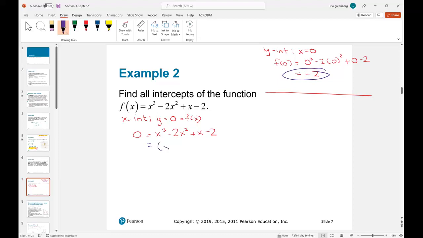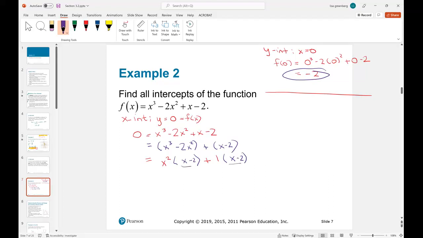So we're going to separate it into 2 groups. Always put a plus between them, x minus 2. And then in the first group, my greatest common factor is x squared. I factor out that x squared and I get x minus 2. In my second group, my greatest common factor is really 1. There's no other factor there that I can take out of both terms. So I get x minus 2.